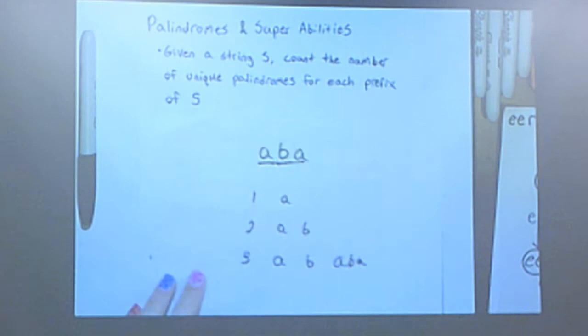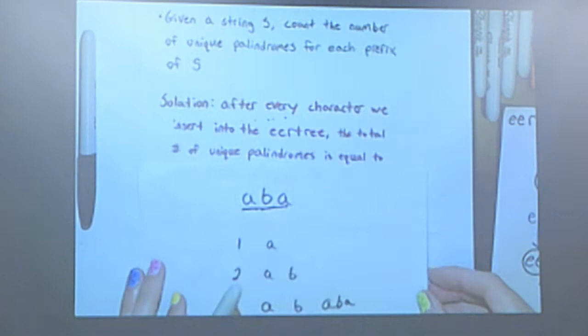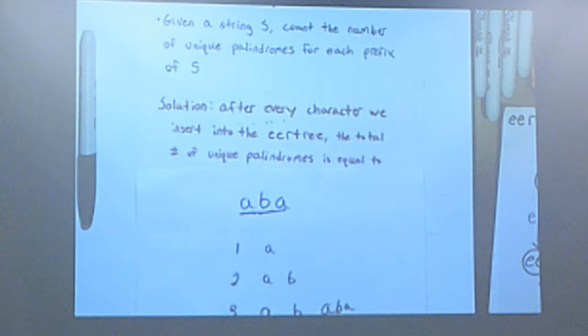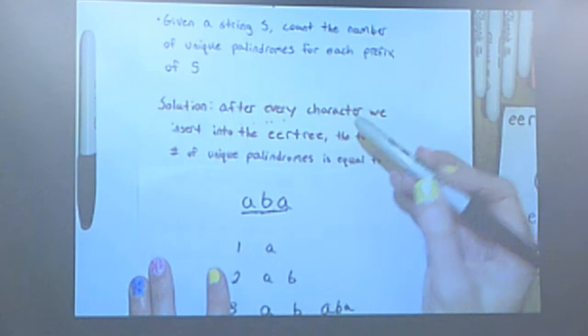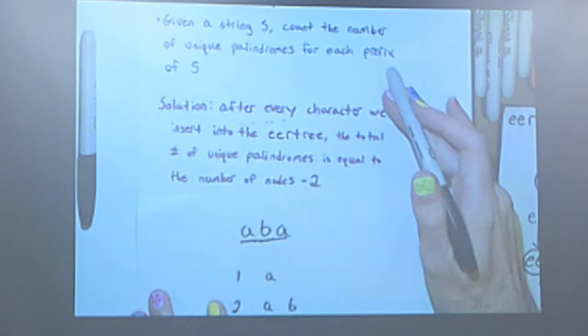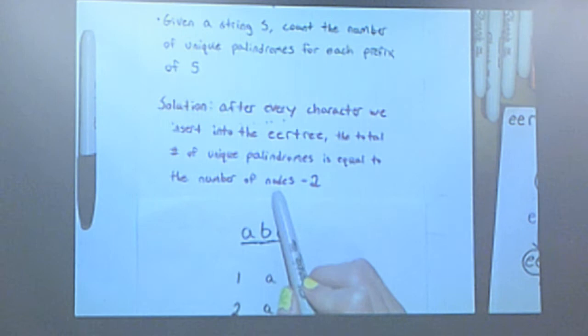Since, as I said before, each node in the Eertree represents a unique palindrome that appears in the string, and this works online, in that after we add a character, there's at most one node that we add. So for this problem, we can just insert our characters into the Eertree one by one, and then the total number of unique palindromes so far is going to be the number of nodes in the Eertree minus 2, and this minus 2 is because we don't count the empty string or the null string.